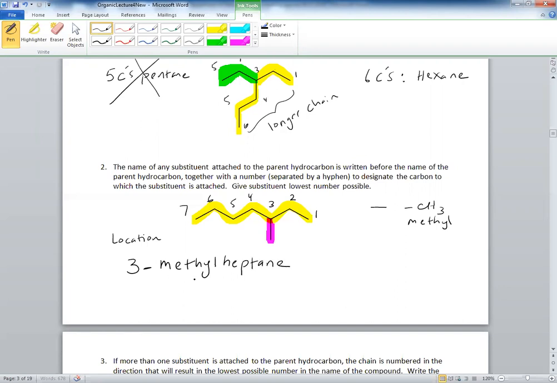Now, notice how beautiful this is. This is telling you that you have a 7-membered chain here. Carbon chain, hydrocarbon chain. Here it is, 7. This is your substituent. And you have one of them, and it's at the 3rd carbon on heptane. That's what it means.